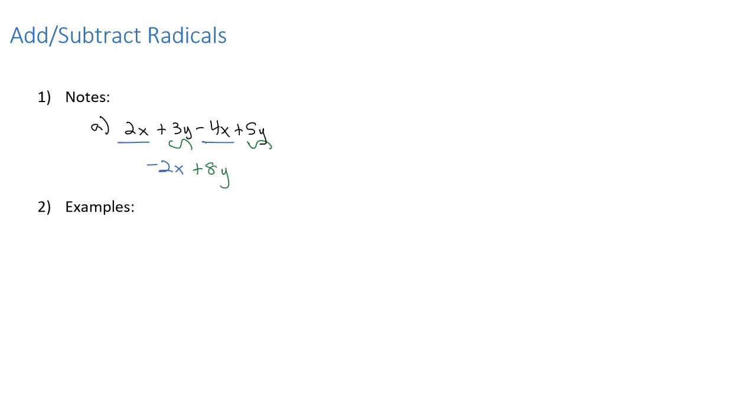We can follow a very similar pattern with radicals. What if the problem instead was 2 root 3 plus 3 root 7 minus 4 root 3 plus 5 root 7? Notice the difference here is we have root 3 instead of x and root 7 instead of y, but the logic is still the same. If I have 2 of these root 3's and we took 4 of them away, there are now negative 2 of these root 3's. Similarly, if there's 3 of these root 7's and we add 5, now there's 8 of these root 7's.